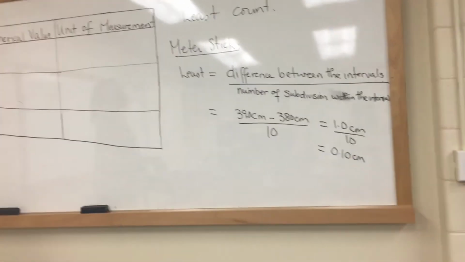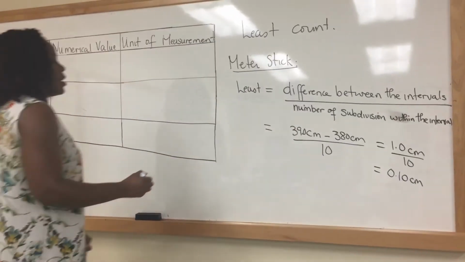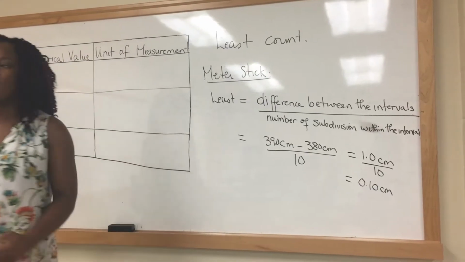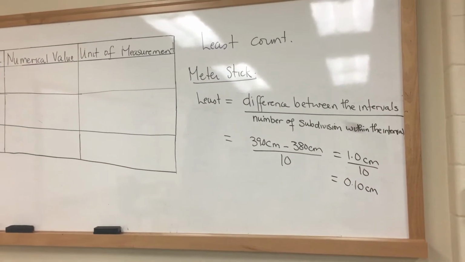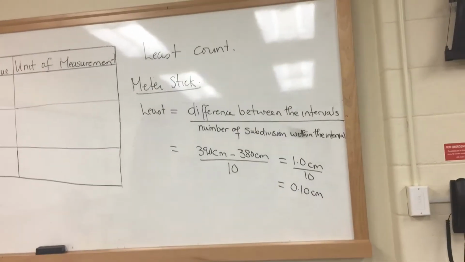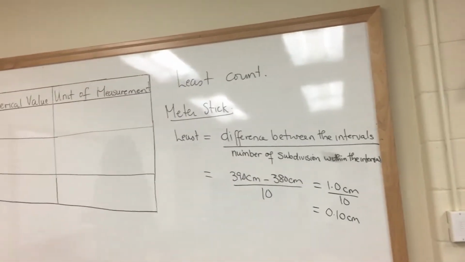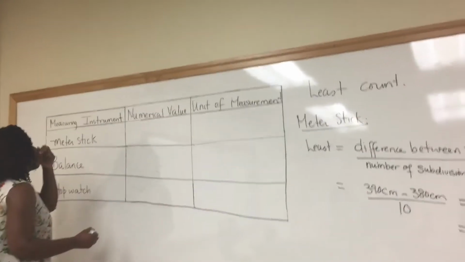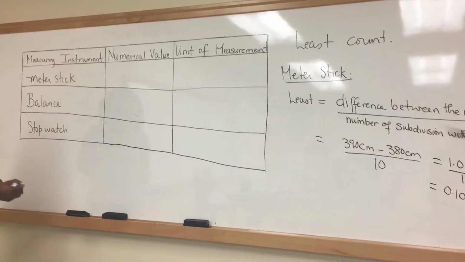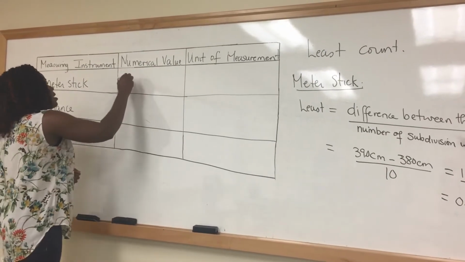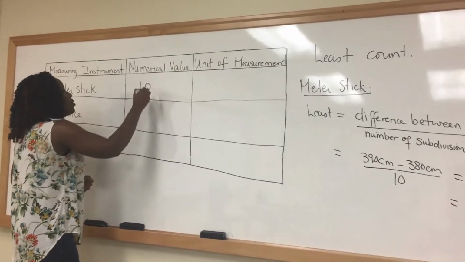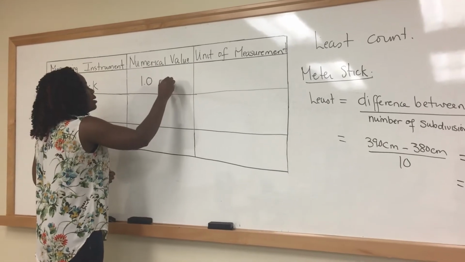Now, we know that 1/10 of a centimeter is equal to 1 millimeter. So here we can say that the numerical value for the least count on the meter stick is 1.0 millimeter.